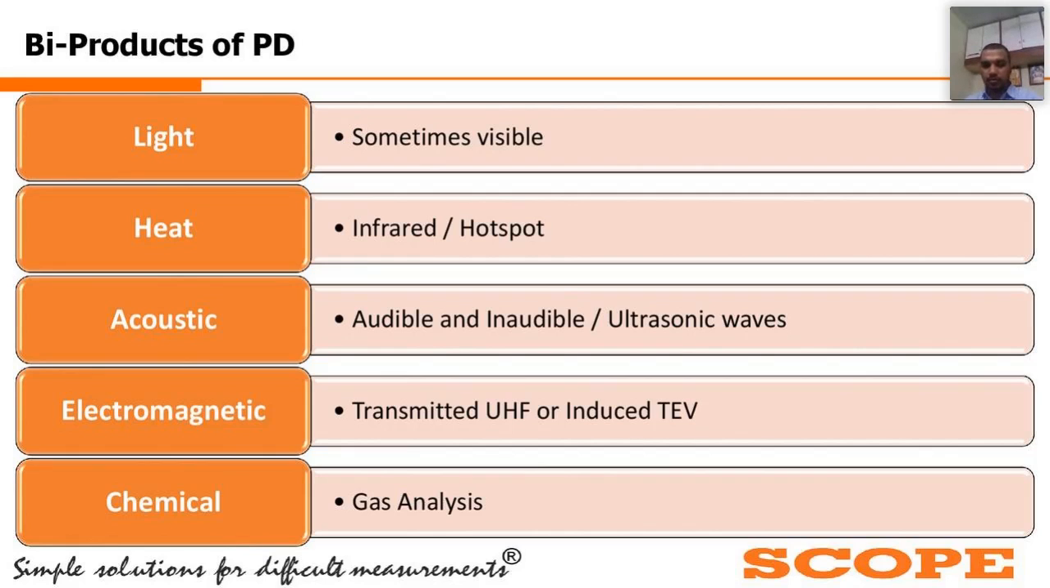We'll see them in detail, so don't you worry. I'm just trying to give you a brief idea about the kind of thing that we are dealing with. Now, electromagnetic are again the waves of electromagnetic frequency ranges that are coming from the source of the partial discharges. They are basically transmitted UHF kind or induced TEV kind of waves. Now, moving on.